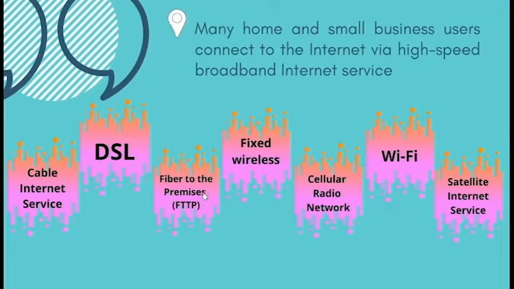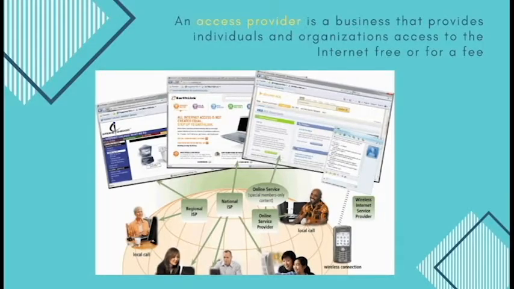We have fiber to the premises, fixed wireless, cellular radio network, Wi-Fi, and then satellite service. So these are the ways you can connect to broadband internet service. And then an access provider. What is an access provider? It is a business that provides individuals and organizations access to the internet either free or for a fee.